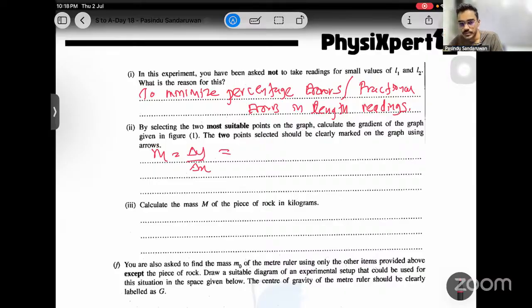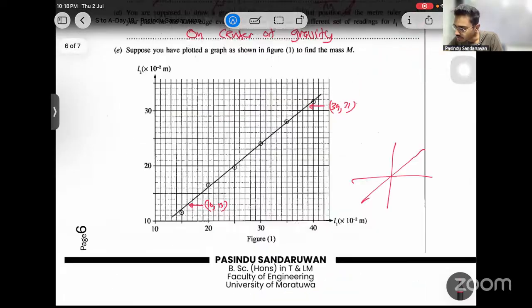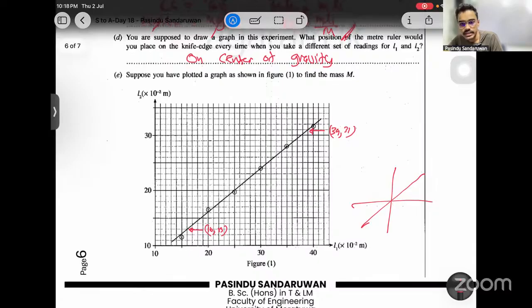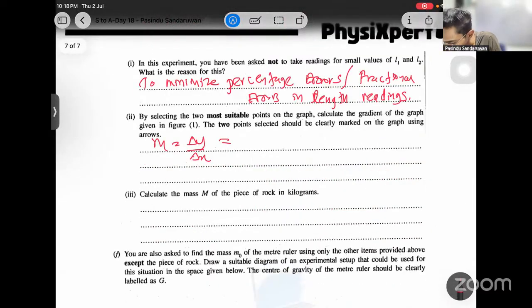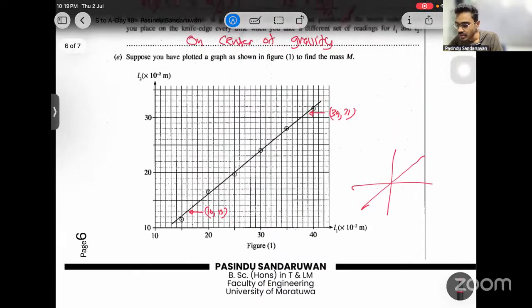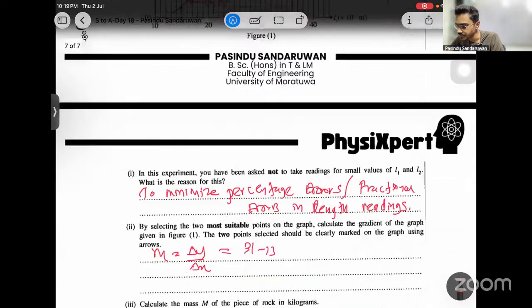Delta y. My points were 39, 31, 13, then 31 minus 13. Check the units also. Both are in meters, so there is no need to worry that much about the 10 to the minus 2, because the 10 to the power minus 2 with the unit is going to cancel.